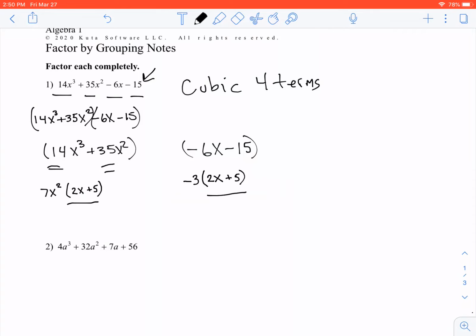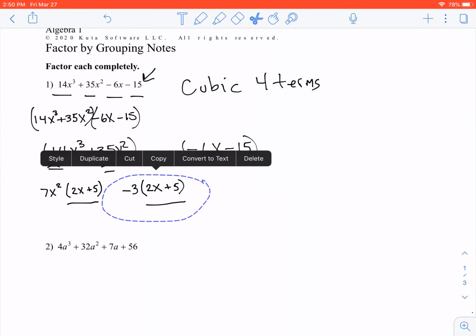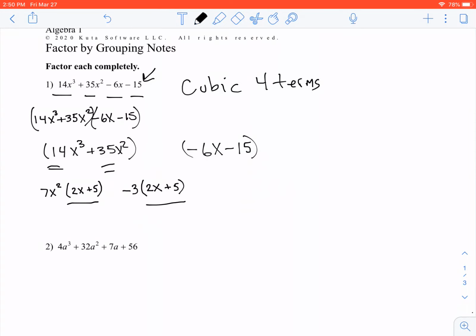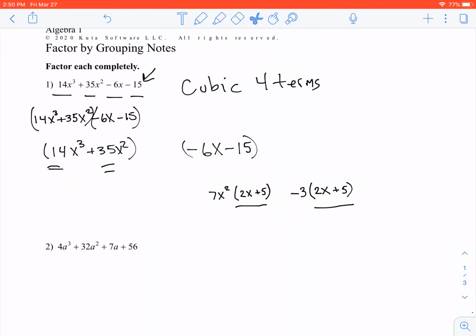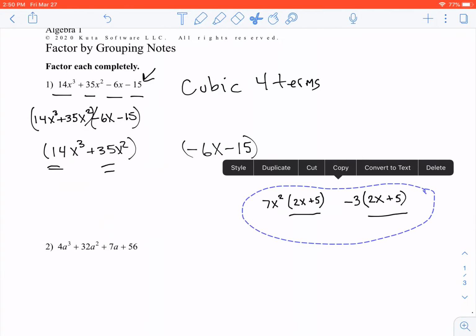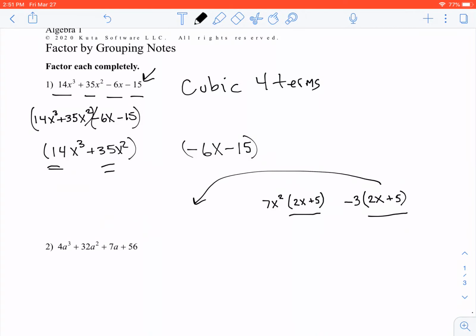And why they have to be the same is that the next step, we're going to take these two pieces, and I'm just going to bring that together a little bit. I'm actually going to factor out the 2x plus 5. Watch what I do here. I'm going to give myself a little more room. I'm going to move the 2x plus 5 over here. I'm going to take this 2x plus 5 and factor it out front from both of these. The 2x plus 5 is now going to be out here only once, right? Because I'm taking it out of this entire expression, and what I'll be left with is 7x squared minus 3. And that's how we factor by grouping.